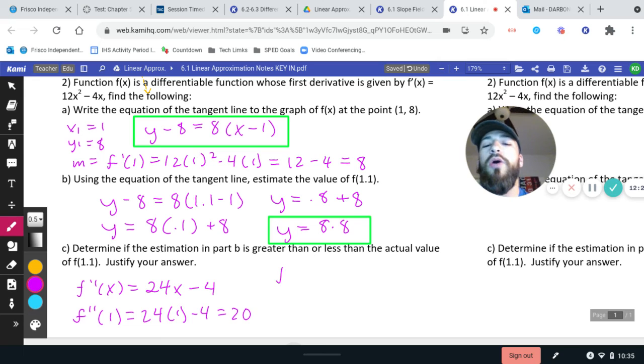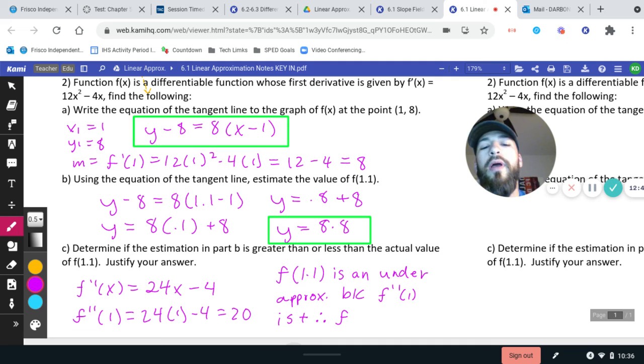So that is positive, which means it's going to be concave up, which means it's going to be an under approximation. So f of 1.1 is an under approximation, because f double prime of 1 is positive, therefore f of 1 is concave up.